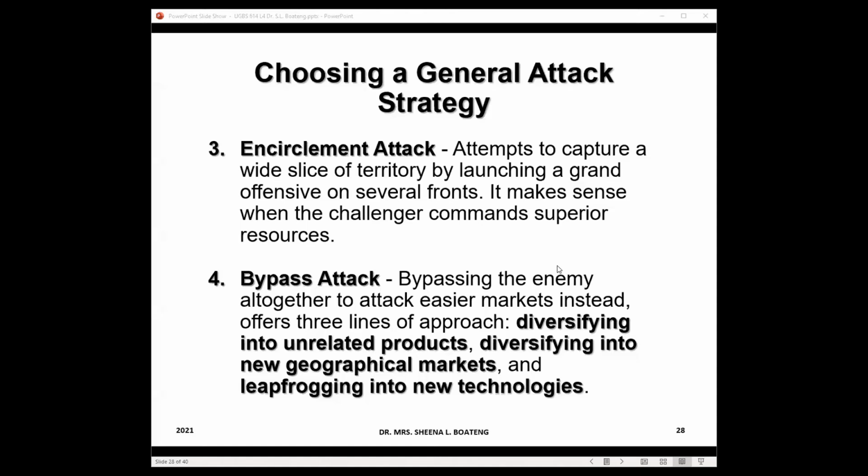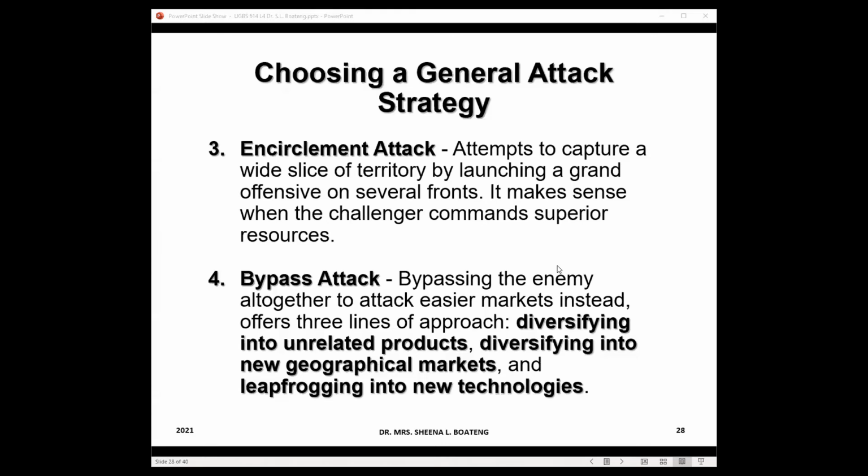Another attack strategy for the challenger is the bypass attack. Now here, the challenger can decide to just bypass the market leader or whoever their opponent is and attack other markets that they perceive to be easier and which may not necessarily be in the same sector or industry that they are currently competing in. And this could be done along 3 lines, including diversifying into unrelated products, diversifying into new geographical markets, as well as leapfrogging into new technologies.